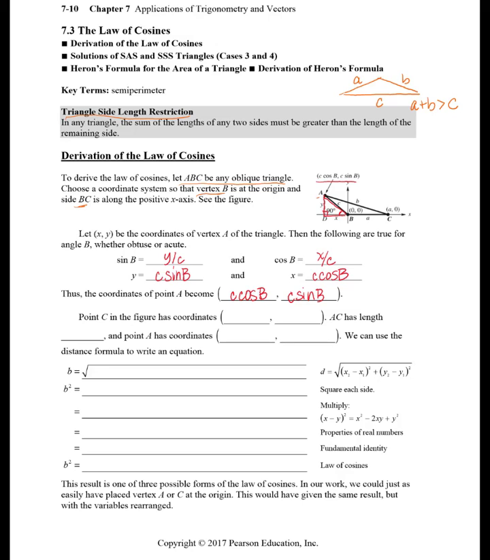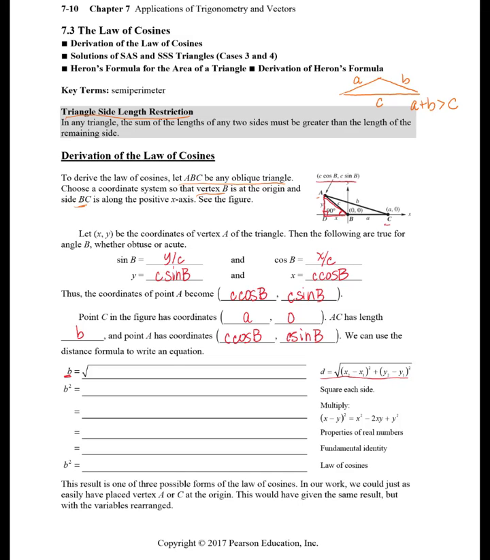Point C in the figure has the coordinates (a, 0), AC has length b, and the point A has the coordinates that we just found, c cosine B and c sine B. We can use the distance formula to write an equation. We're going to describe the distance of side b of the oblique triangle using this distance formula.